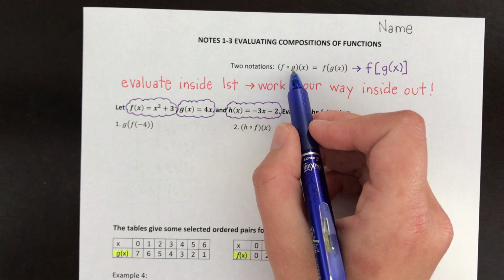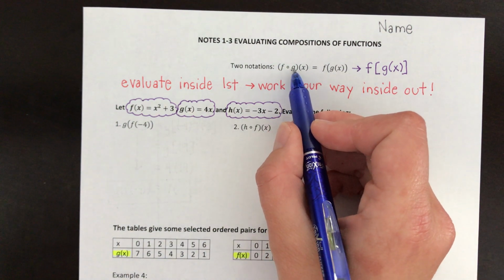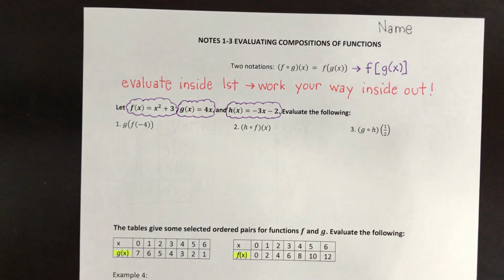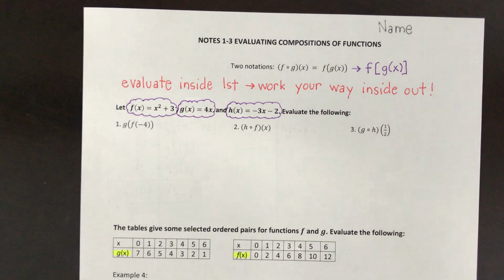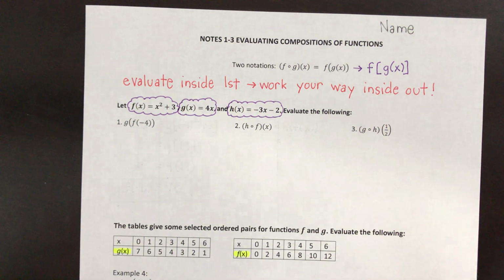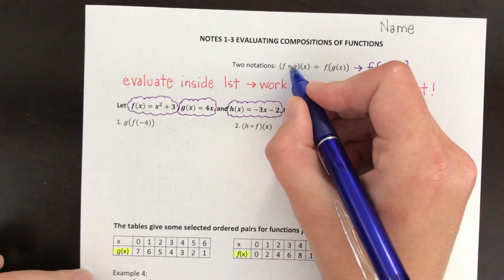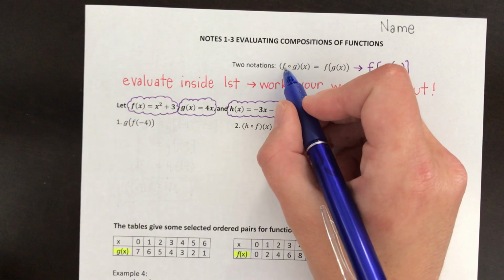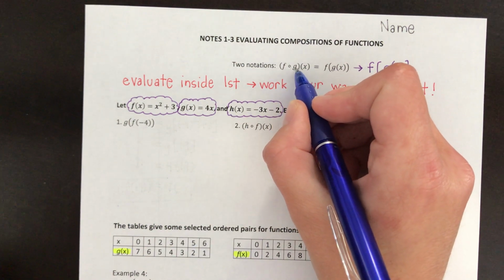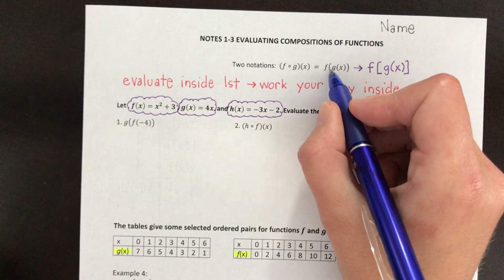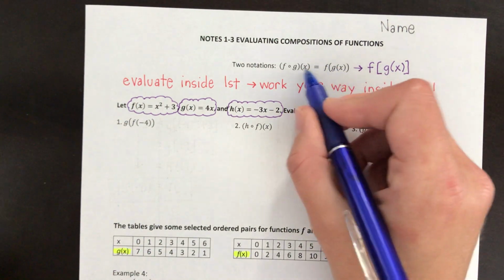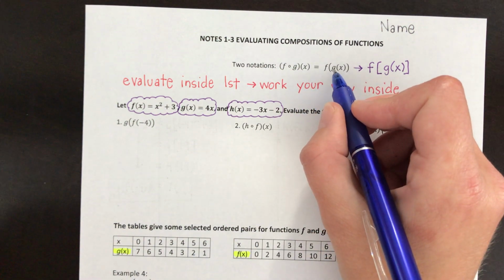The first one is read f composed of g of x. And this circle here is not to be confused with the circle from 1-3 combinations. That circle was a closed circle. That's why we multiplied. Closed circle means multiply. This, however, is an open circle, and that means function composition. So again, I'll read it for you. This says f composed of g of x. While this notation is read f of g of x. So these two things mean the exact same thing. It's just writing it in a different way.